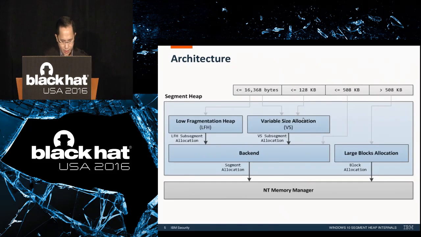Another part to notice is that for allocation sizes less than or equal to 16,368 bytes, the allocation request will only be serviced by the LFH if the LFH bucket for that particular allocation size is activated. If not activated, it will be serviced by the variable size allocation component.